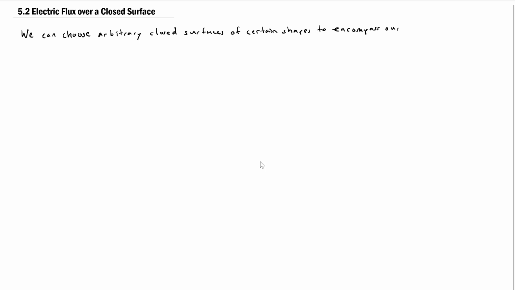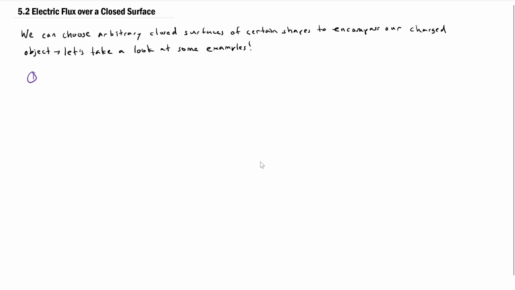So I want to mention we can choose arbitrary closed surfaces of certain shapes to encompass our charged object. And let's take a look at some examples.